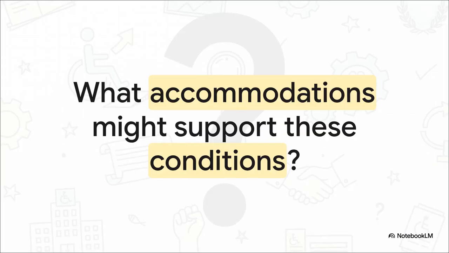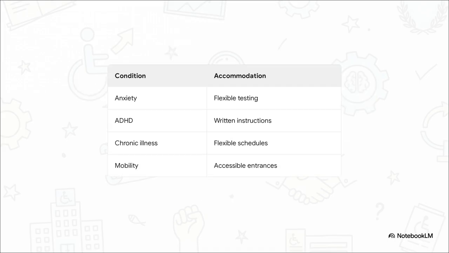So let's shift from history to practice. I want you to take a brief moment and just mentally brainstorm. Think about these 4 conditions: anxiety, ADHD, chronic illness, and mobility impairments. If you are working with someone experiencing these, what specific accommodations might you recommend for them in an educational or workplace setting? Let's look at some options.